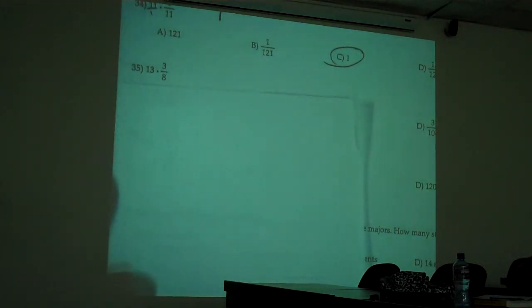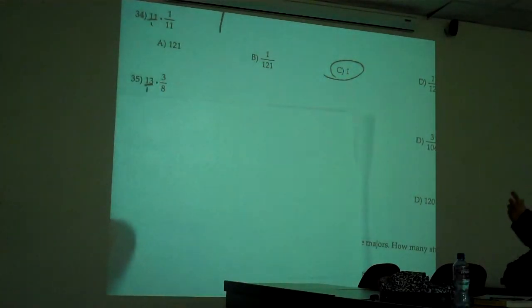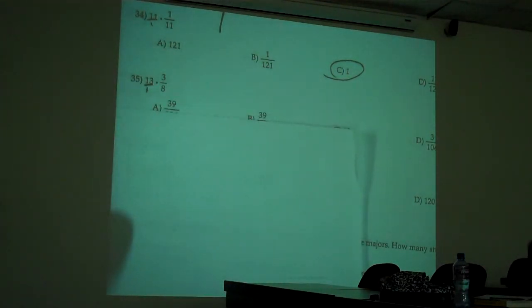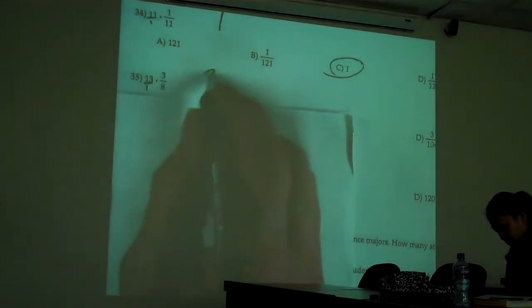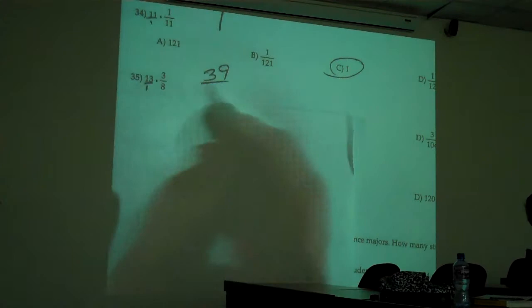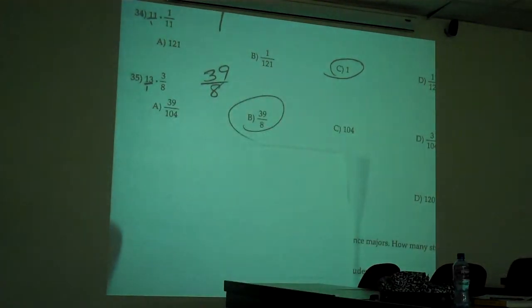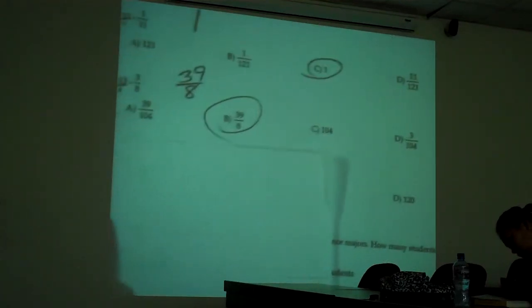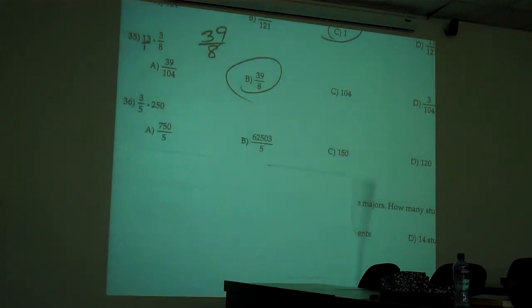13 times 3 over 8. 13 over 1 times 3 over 8. No reducing there. So we got 13 times 3, 39. 1 times 8, 39 over 8. That's not very simplified, but it doesn't have the mixed number. So you now know you don't have to turn it to mixed right here, right?